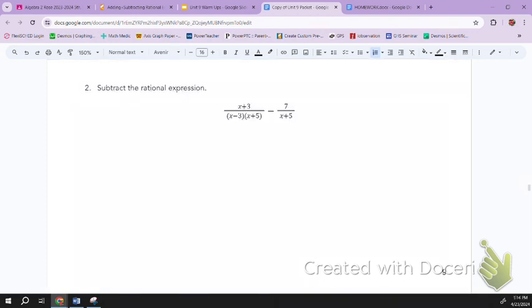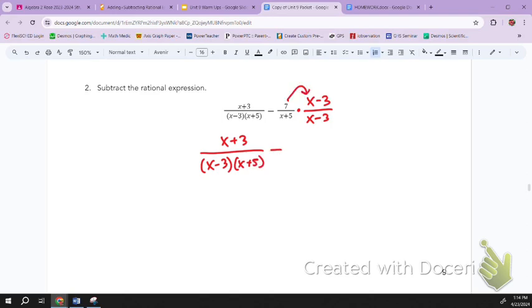What do you notice? We need to get a common denominator. What should we multiply the second fraction by? X minus 3 over x minus 3. So that's how we're going to get started. I see that there's an x plus 5, and this is an x plus 5. So if I multiply it by x minus 3, then I'll get a common denominator. Let's do it. I'm going to just rewrite the first one. That's not changing at all. It's the second one that's changing.